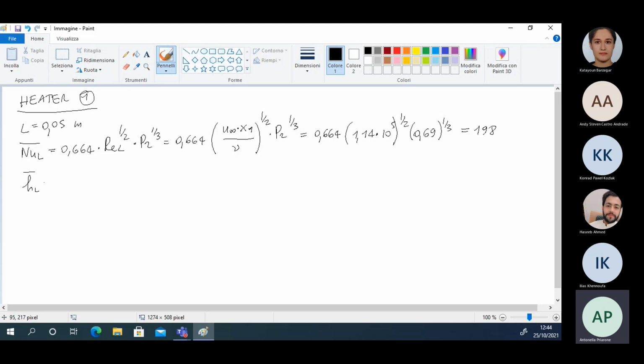The HL average value is Nusselt L by k divided by L, equal to 198 by 0.0338 divided by 0.05, sorry, that is our length in this case, and I obtain 134 watt per square meter Kelvin.